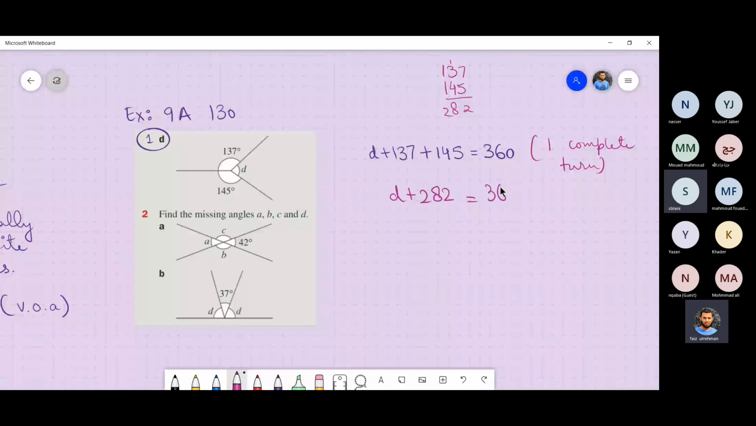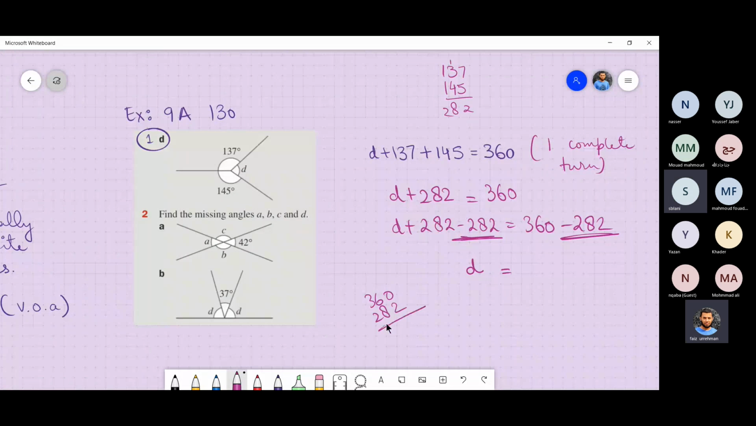Then what will we do? We minus. Right, like this. So we will get D is equal to 360 minus 282. We have to do subtraction. Then we will get the answer: 87, no, 78. 78, sorry.